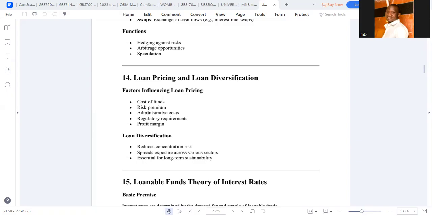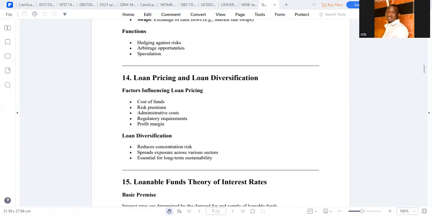The other factor is what? The risk premium. Risk premium is simply the additional charge that is added to a loan to compensate for the risk associated with lending. We know there's a default risk that is associated with lending. The other are administrative costs, which encompass what? Expenses like processing, underwriting, servicing of the loans. Regulatory requirements, like the statutory requirements of reserve ratio or capital adequacy standards. All those influence what? The pricing of a loan. The profit margin is the amount that a financial institution aims to earn from each loan transaction. That is a profit margin.